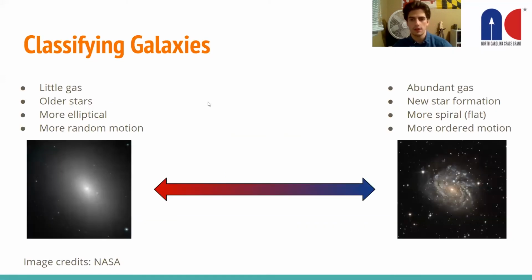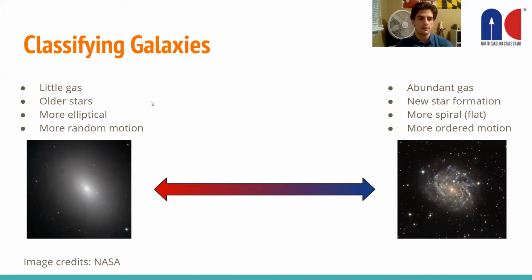Now, the first thing we want to talk about is how we actually classify a galaxy. The physics that describes the stars and the gas and the dark matter that make up a galaxy could be quite complicated. But broadly speaking, we could talk about a galaxy as being more red or more blue when we look at its color.